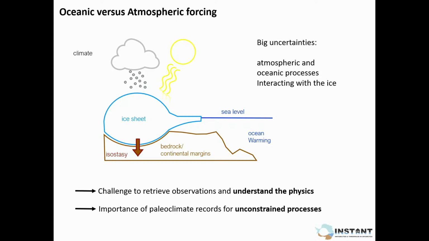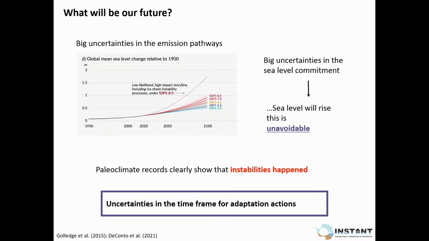So we still need to understand what are the atmospheric and oceanic processes linked with those instabilities, and there are still big uncertainties about them, because it's really challenging to retrieve observations and understand the processes at the interface, and especially below the sea level actually in the ocean. And we also want to enhance the importance of paleoclimate records for unconstrained processes, which are most of this instability actually. And that's an important point.